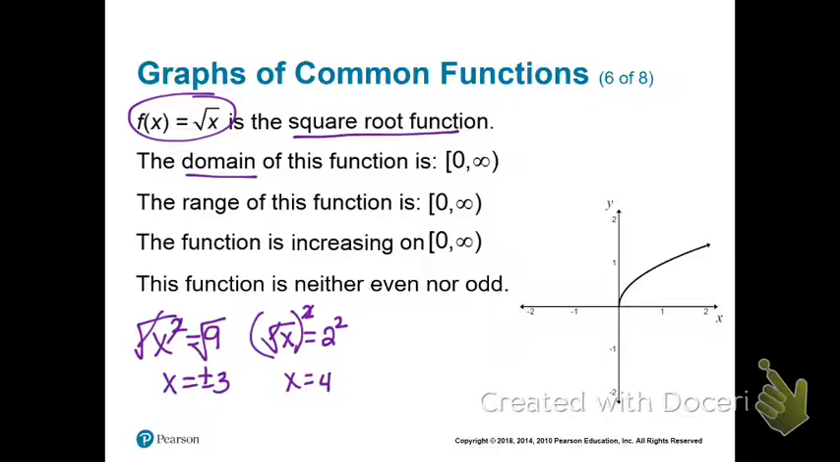For the domain, does it keep going to the left? It does not. We don't have negative x's. We can't take the square root of a negative x, so we can't use them. So we're going to start at 0, and does it keep going to the right? It does. So my domain is 0 to infinity. For my range, does it keep going down? It does not. Therefore, my lowest y value is 0, and it does keep going up, so my range is 0 to infinity. The function is increasing on this entire domain of it, so it's increasing from 0 to infinity, and it's neither even nor odd. So it's not symmetric to the y-axis or the origin.